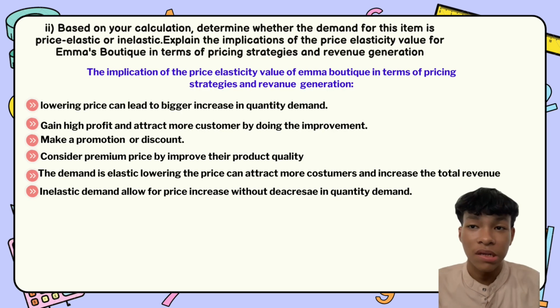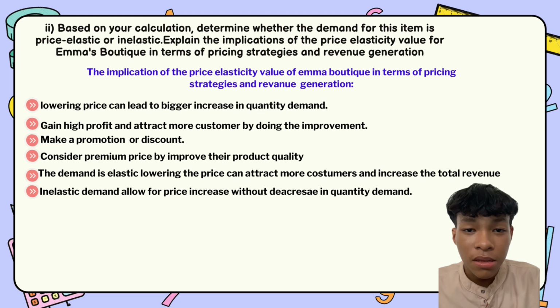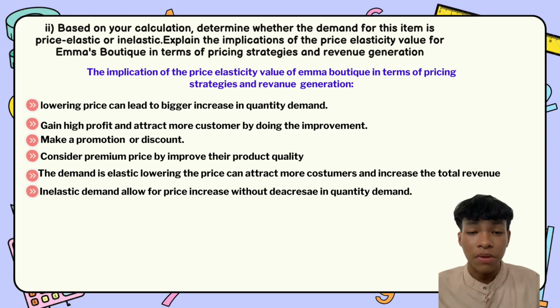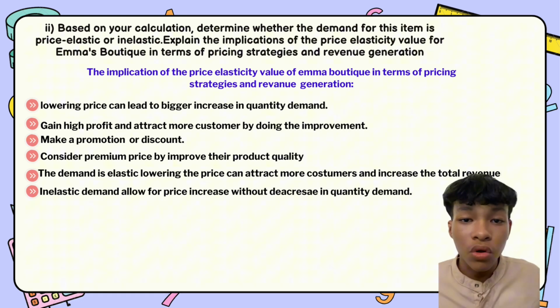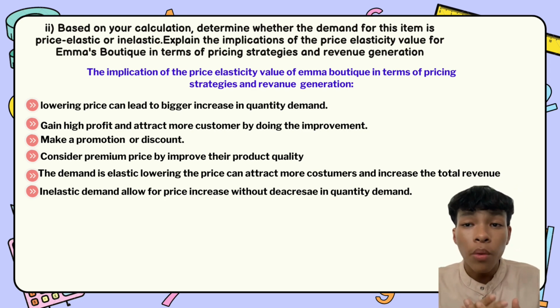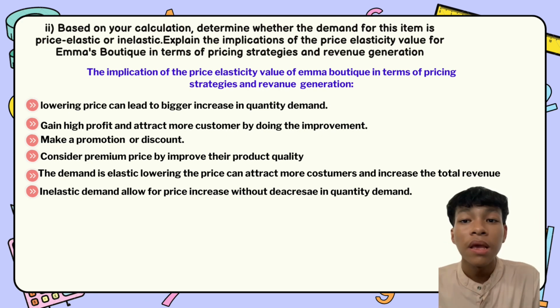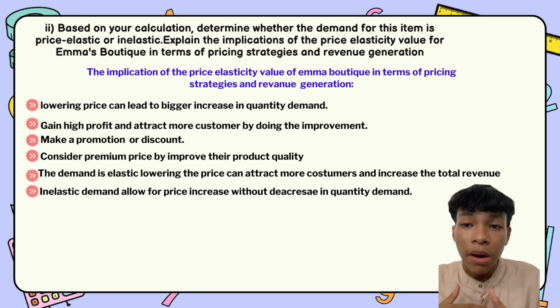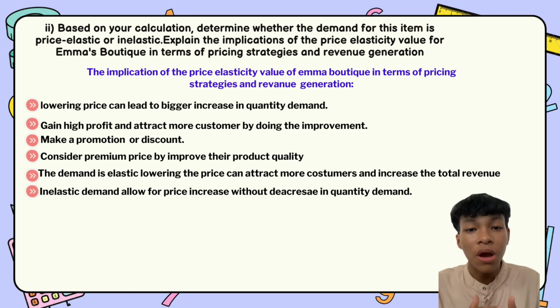So for the second question, determine whether the demand for this item is price elastic or inelastic. Explain the implications of the price elasticity value for Emma's Boutique in terms of pricing strategies and revenue generation. So we will divide it into points. The first point is lowering price can lead to a bigger increase in quantity demanded, and by that we can gain higher profits and attract more customers by making improvements. We can also make promotions or discounts to justify the premium price by improving their product quality.